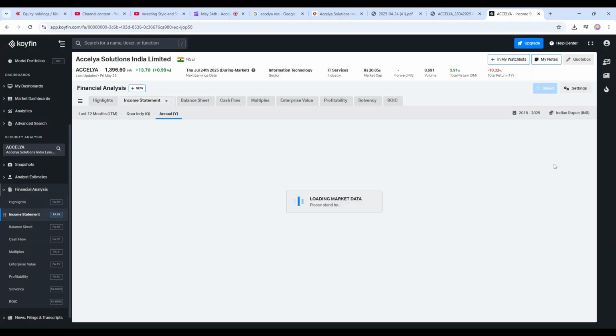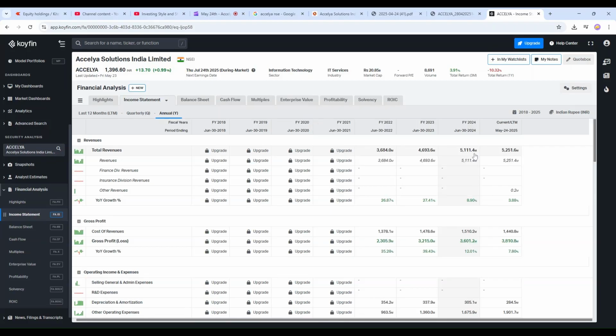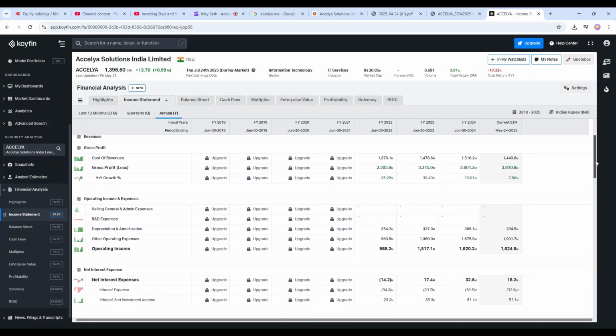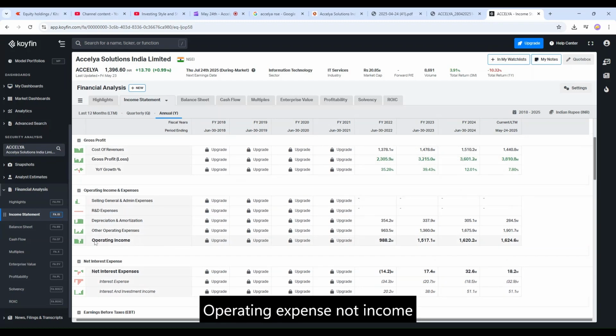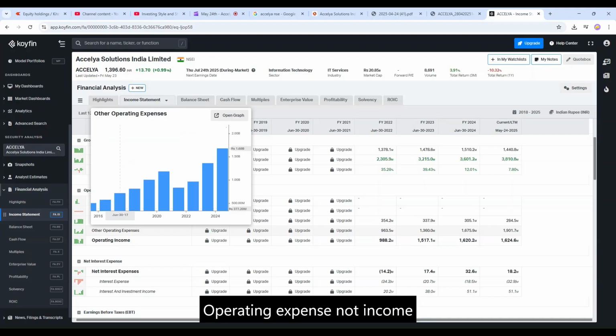Now let's come back to our income statement. We have already seen this. There's the other operating income which has gone up, so we need to keep an eye on this. Operating income has become 4 times what it was 10 years ago.